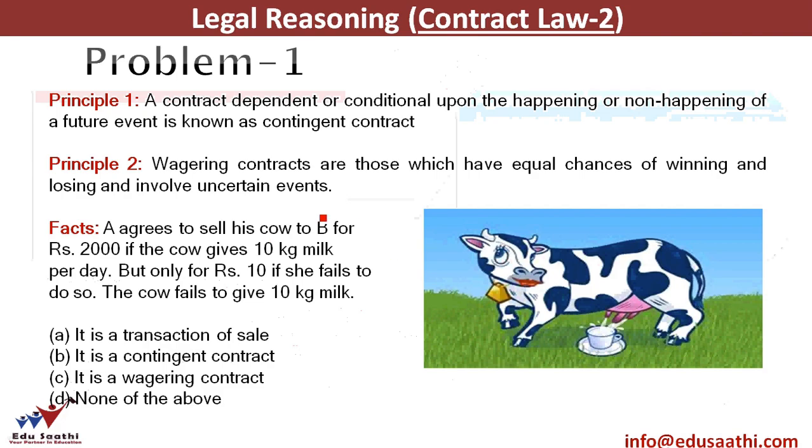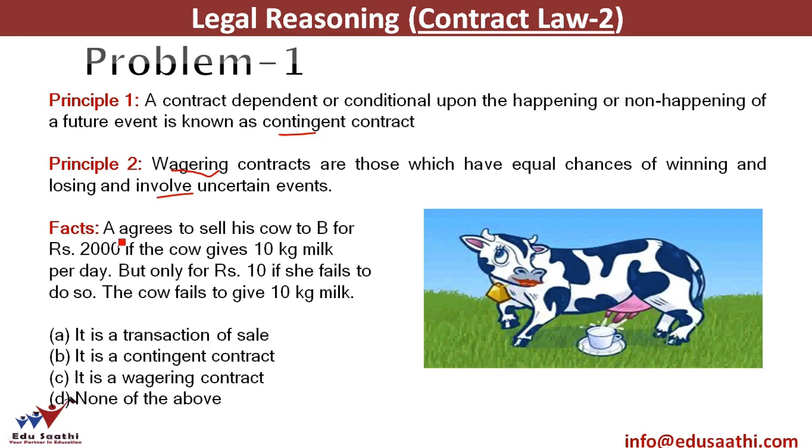Let's take a problem. A contract conditional upon the happening or non-happening of a future event is known as a contingent contract. So the first principle is based on contingent contract. Second, wagering contracts are those which have equal chances of winning and losing and involve uncertain events. So two principles are given. One of them would be applicable on the facts of the case.